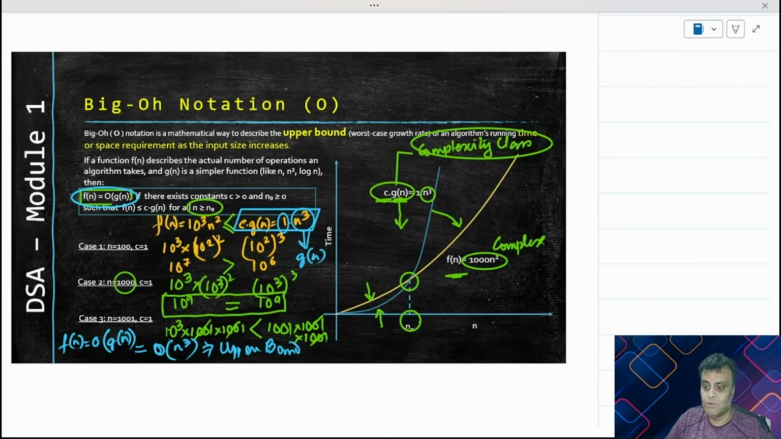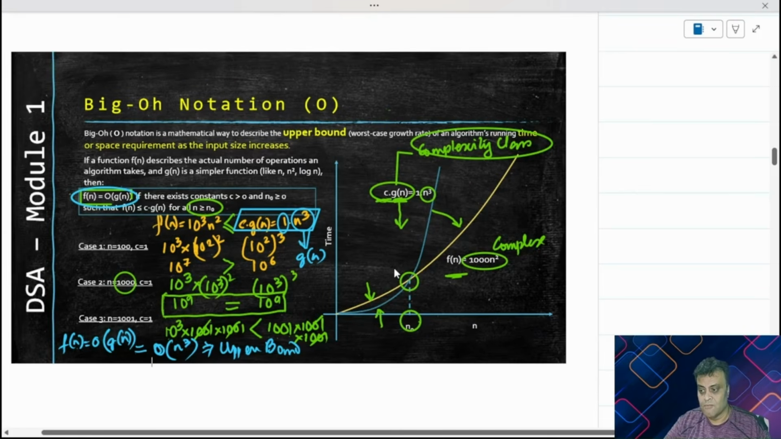So this is what is big O. It is represented by the big O notation as being the upper bound of this function. So that is on the big O notation.